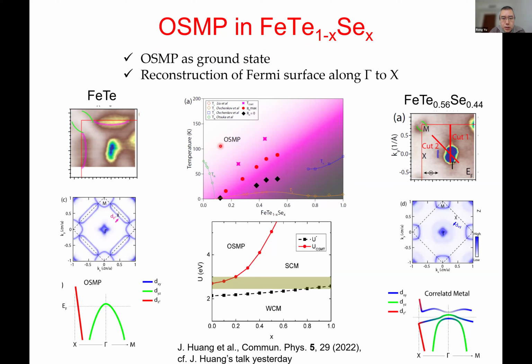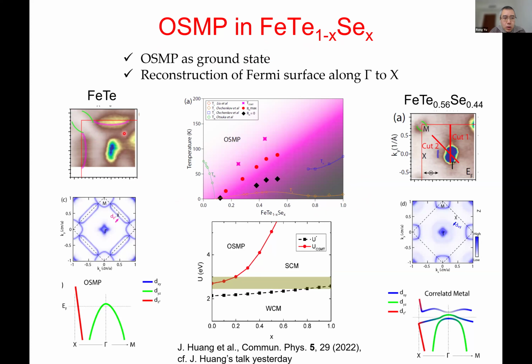Okay, so then we apply this slave-spin method to understand the orbital-selective Mott behavior in the iron telluride system doped with selenium. And recently, an ARPES experiment revealed that by reducing the selenium concentration in this system toward the iron telluride side, the system can undergo a transition to an orbital-selective Mott phase at low temperature.